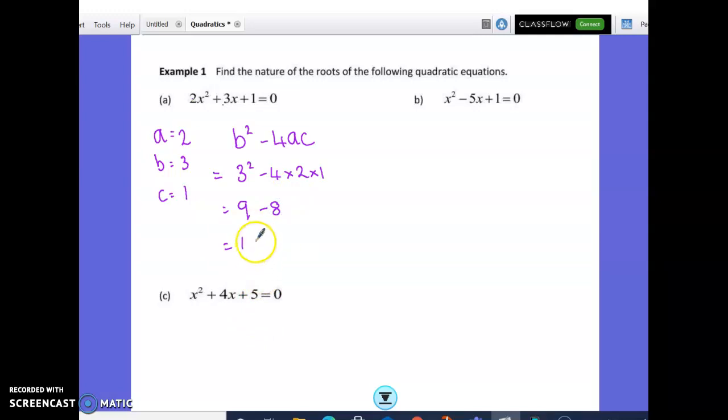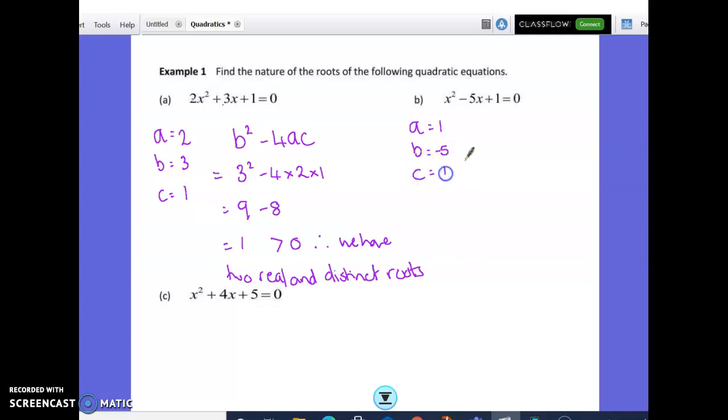Now, what we're interested in is whether this is greater than, less than, or equal to 0. This one is equal to 1. 1 is greater than 0. Therefore, (3 dots just means therefore) we have two real and distinct roots. You need to mention both things. You need to mention the fact they're real, and you need to mention the fact that they're both different or distinct.